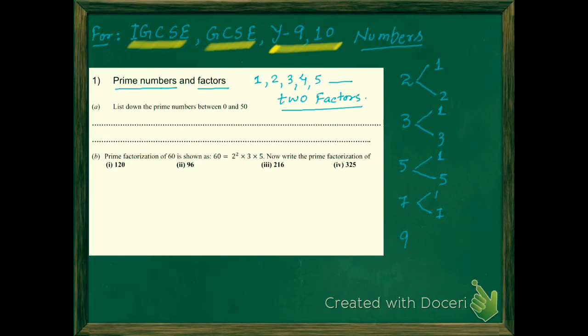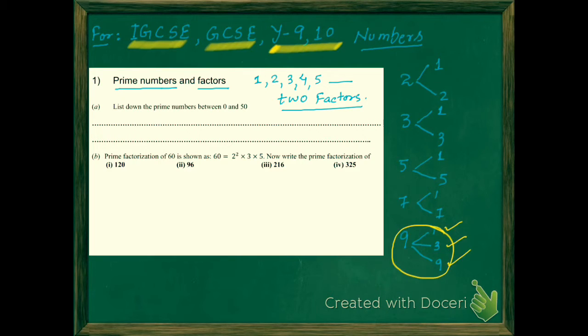We have number 9, which has 1, 3 and 9. Therefore it is not a prime number. So we will not consider 9 as a prime number because 9 has three factors, 1, 3 and 9. But all these numbers, 2 has two factors, 3 has 1 and 3, 5 has 1 and 5. So all have two factors.